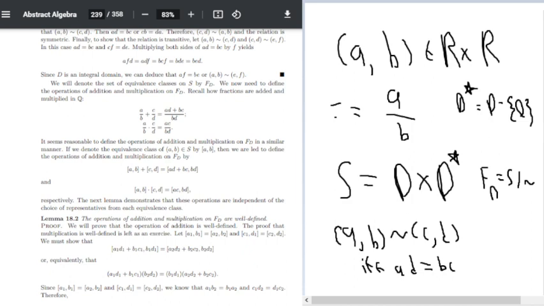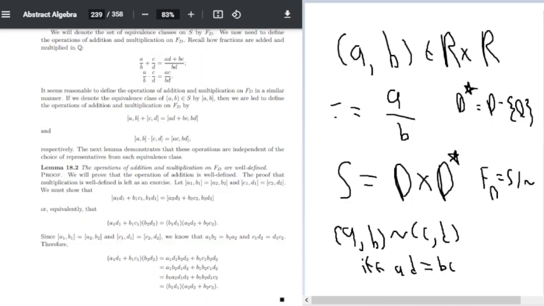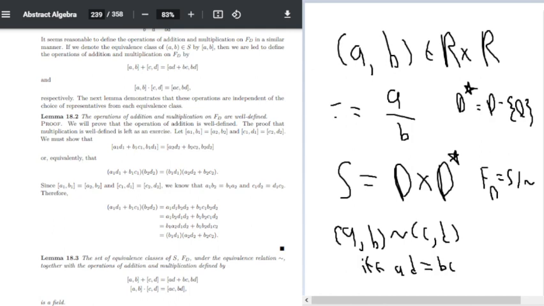The next lemma demonstrates that these operations are independent of the choice of representatives from each equivalence class. So, Lemma 18.2. The operations of addition and multiplication on FD are well defined. Proof. We will prove that the operation of addition is well defined. The proof that multiplication is well defined is left as an exercise.